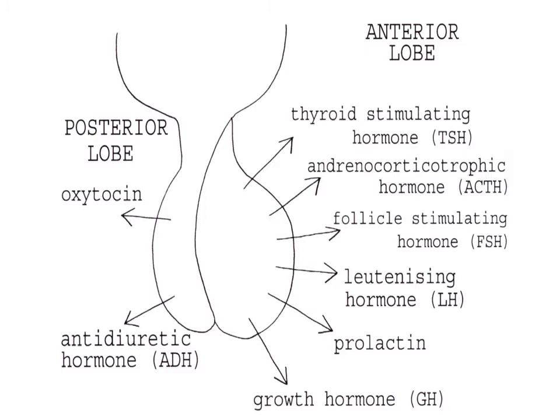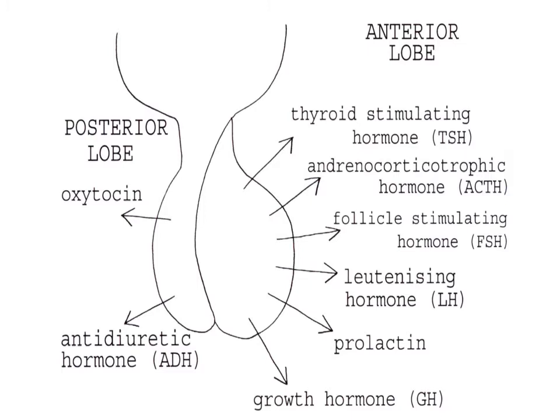Thyroid stimulating hormone produced by the anterior lobe of the pituitary gland will stimulate the thyroid gland to produce more thyroid hormone. But if you keep going with this PowerPoint, there's some more information on that shortly.